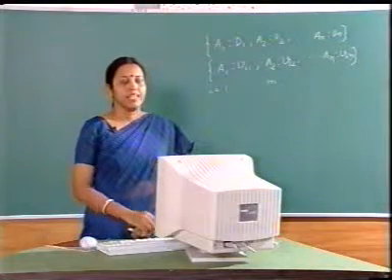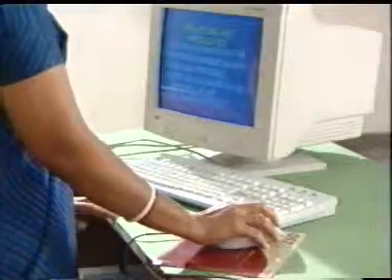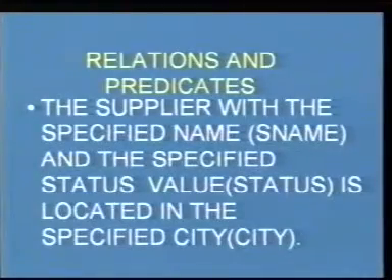Next we will see relations and predicates. Let us consider the statement: the supplier with the specified name and the specified status located in the specified city. This statement is an example of a predicate. Now what is a predicate? A predicate is a truth valued function, a function of 3 arguments in this particular case.